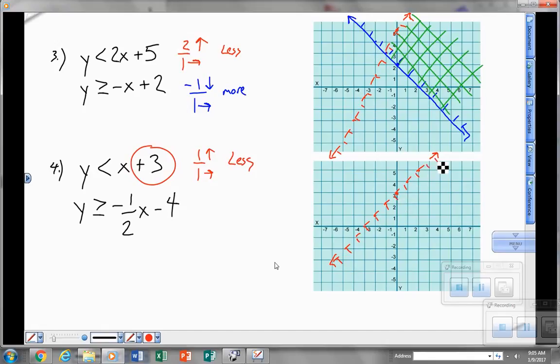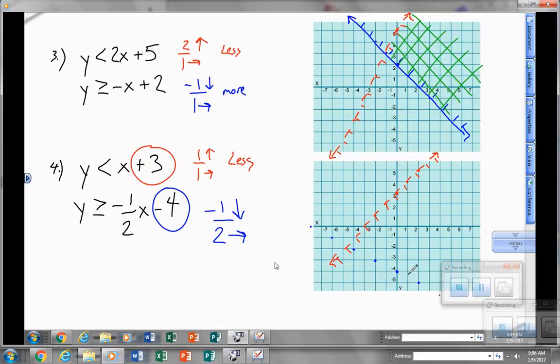My other inequality has -4 as its y-intercept. So I start at -4. And then that has a slope of right 2, down 1. So right 2, down 1 from that point, -4. So right 2, down 1, right 2, down 1. Be able to stair step the other direction. That will be a solid line.